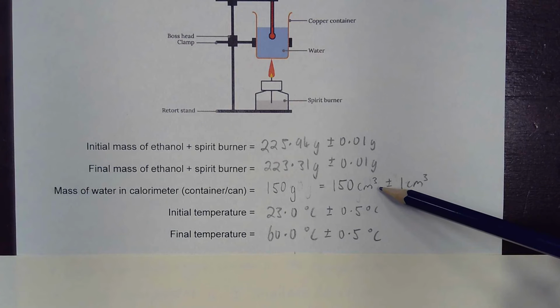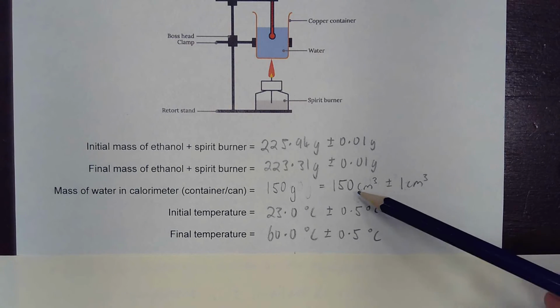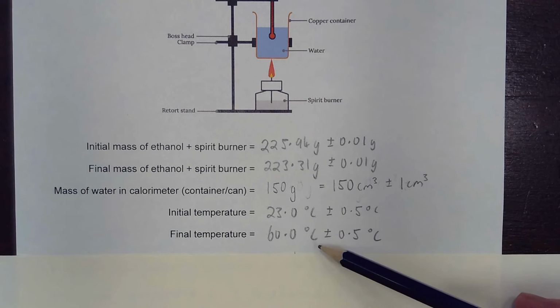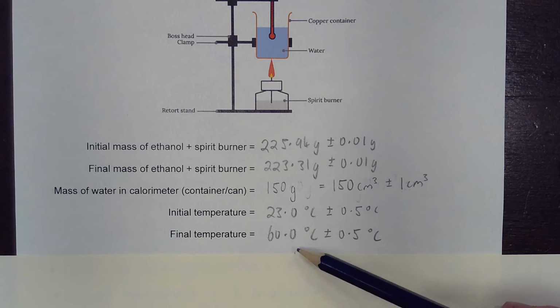And because this is often measured using a measuring cylinder, this is given in cubic centimetres. The initial temperature of the water and the final temperature of the water. Notice that both of those values are given to 1 decimal place.